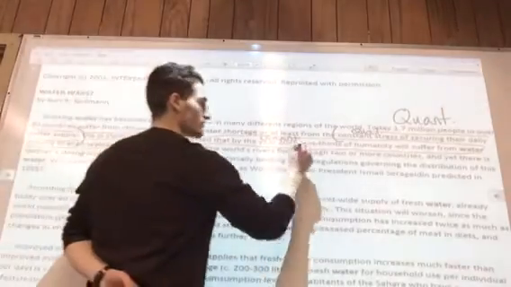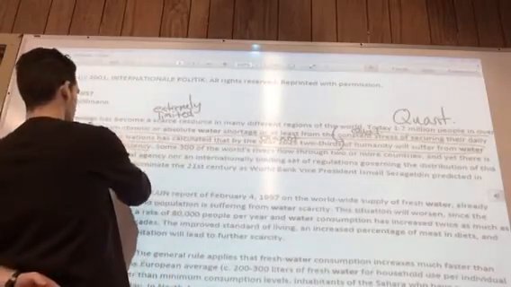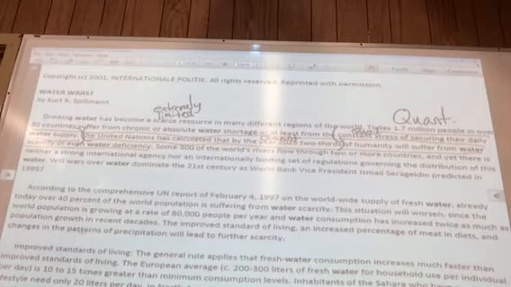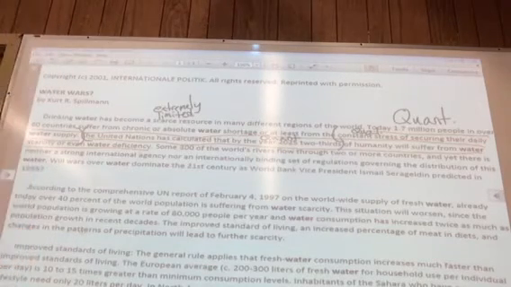2/3, again, this is also quantitative right here. 2/3 of humanity will suffer from scarcity or even water deficiency. Some 300 of the world's rivers flow through 2 or more countries, and yet there's neither a strong international agency nor an internationally binding set of regulations governing the distribution of this water. Will wars over water dominate the 21st century, as World Bank Vice President Ismail Sirajdin predicted in 1995?